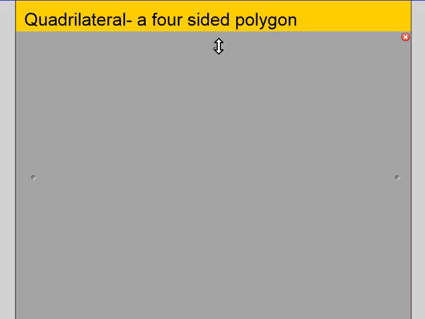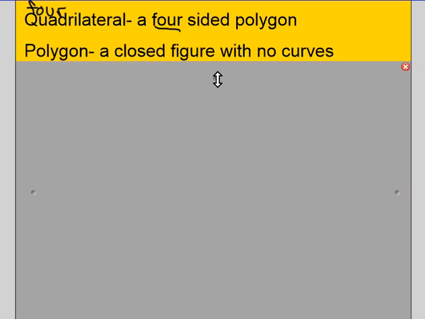So let's get some vocabulary out of the way first. A quadrilateral is just a four-sided polygon. Quad is the root, that means four. Just like a pentagon is a five-sided figure and a hexagon is a six-sided figure, a quadrilateral is a four-sided polygon. So then that means, okay, well, what's a polygon? A polygon is just a closed figure with no curves.